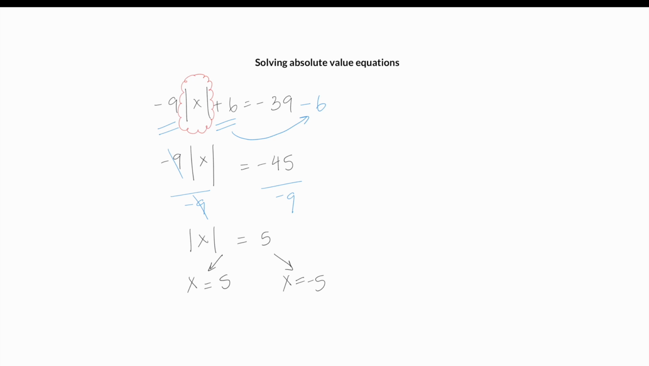And that's it. If it so happened that the x wasn't by itself in each one of these equations, then you would get it by itself. But for this specific one, our answers are 5 and -5. Let's look at the next example.